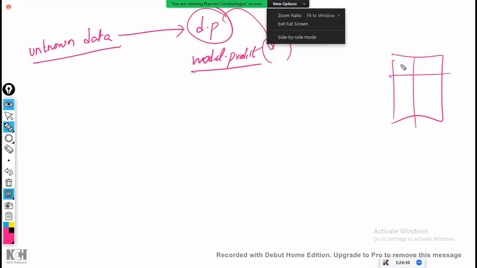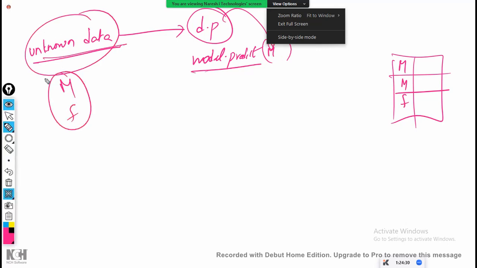For example, assume the original data consists of male, female, something like this, and we have done the encoding. Now, if you use model.predict on male, it will throw an error. So in the unknown data also, if you're having male or female, first it has to be converted. For unknown data also, we have to apply the same data pre-processing that we have done, then only we can apply the model.